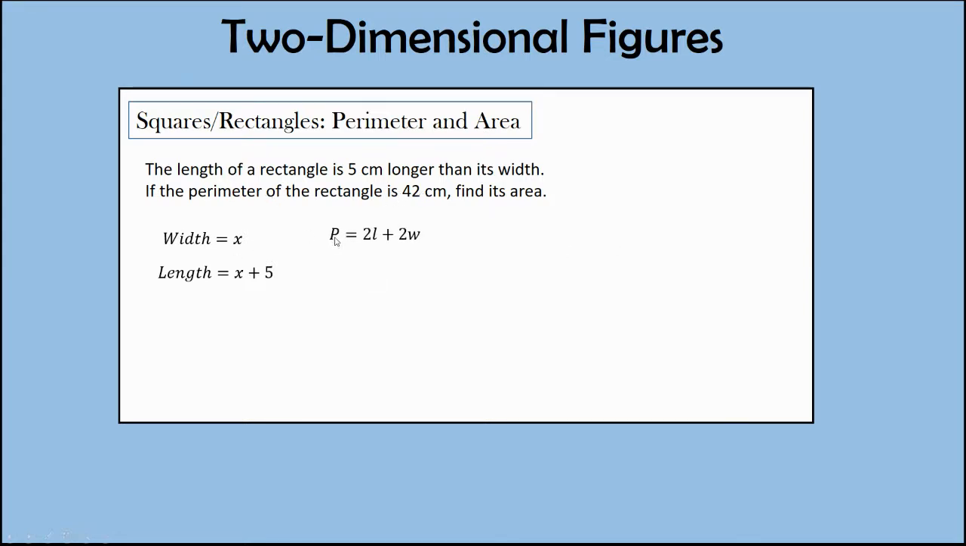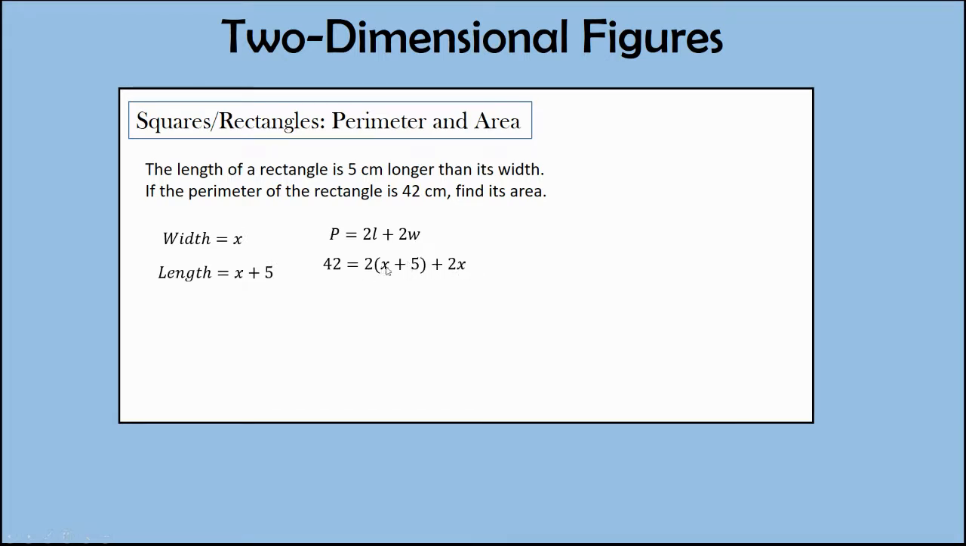Well, we know we find perimeter by taking 2 times the length plus 2 times the width. Here's my length, x plus 5. Here's my width, x. I'm going to plug them in. So 42, which they tell us is the perimeter, equals 2 times the length, which I put in a quantity because I've got to double each of these, x plus 5, plus 2 times the width, which is x.